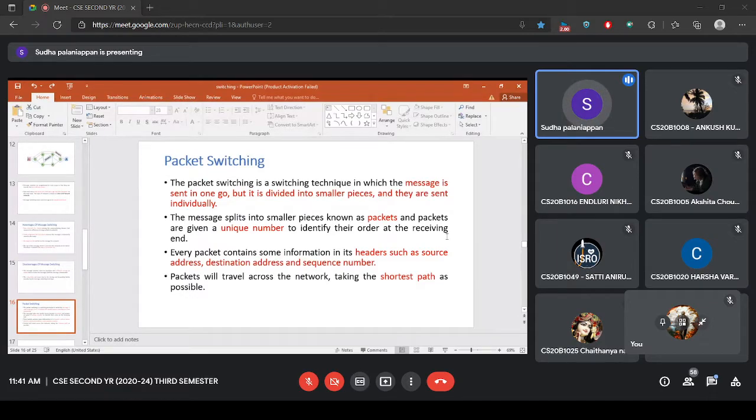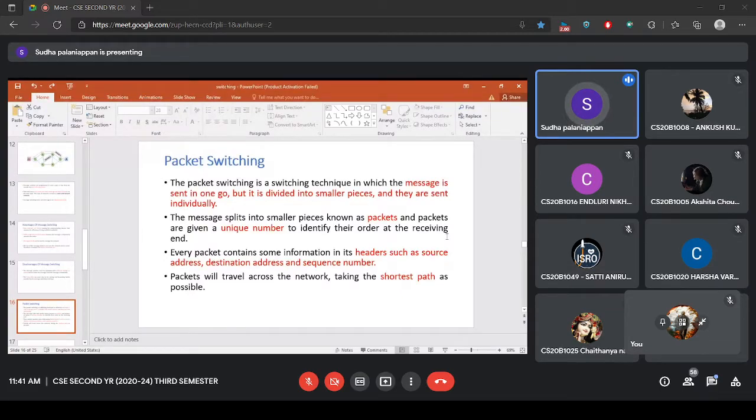And what about packet switching? This is the third kind of switching technique we are looking at: one is circuit switching, next is message switching, and third is packet switching. Packet switching is a switching technique in which the message, instead of being sent in one go, is divided into smaller pieces. They are sent individually, each piece of information called a packet, and each packet is given a unique number.